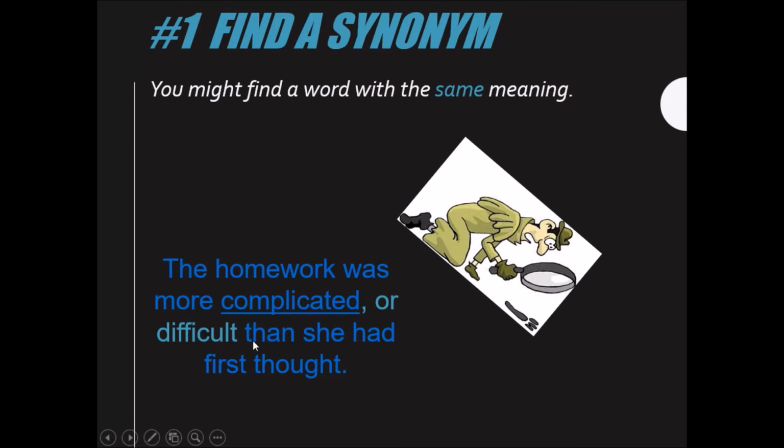So what I'm going to do is I'm going to replace the word complicated with difficult and see if the sentence makes sense. The homework was more difficult than she had first thought. So that makes sense. So that means that complicated and difficult are synonyms, and now I understand what the word complicated means.